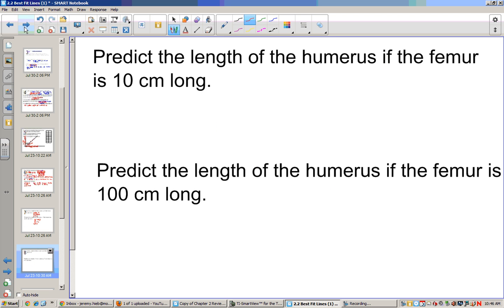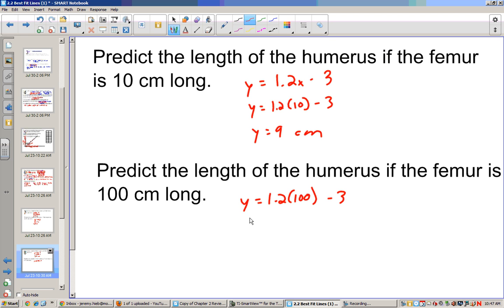Now predict the length of the humerus if the femur is 10 centimeters long. So forget the equation for a second. 1.2x minus 3. So the femur is 10. So 1.2 times 10 minus 3, that's 12 minus 3, or 9 centimeters. Predict the length of a humerus if the femur is 100 centimeters long. So 1.2 times 100 minus 3, that's going to be 120 minus 3, or 117 centimeters.